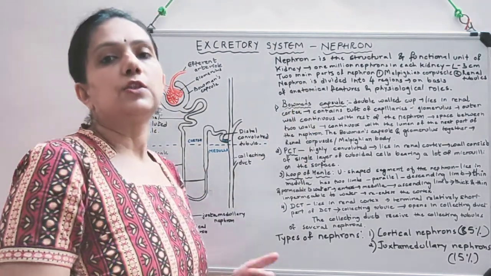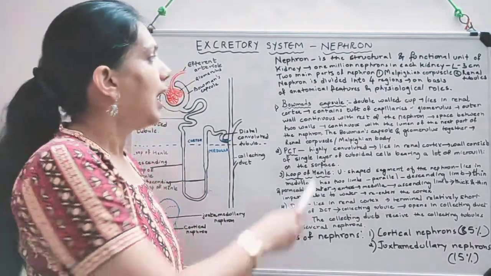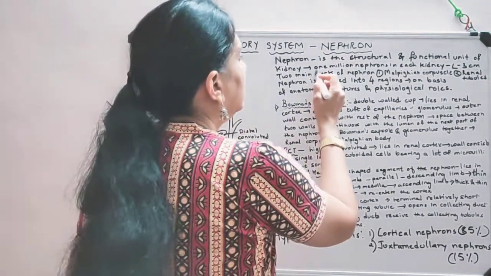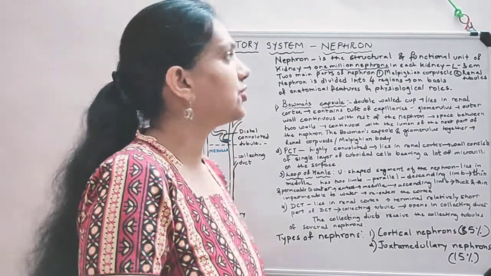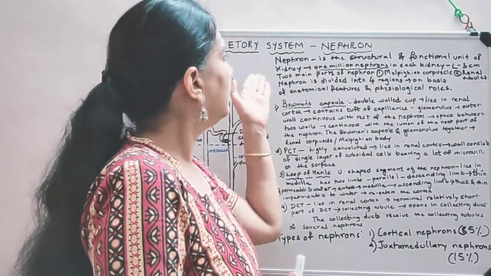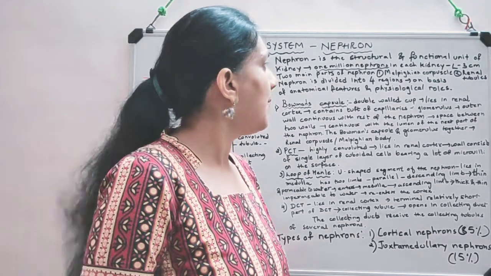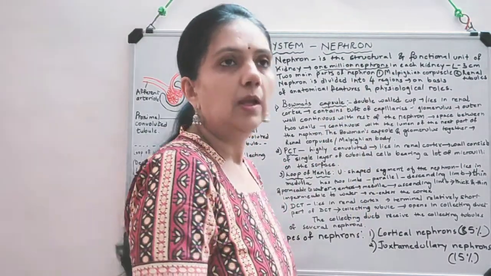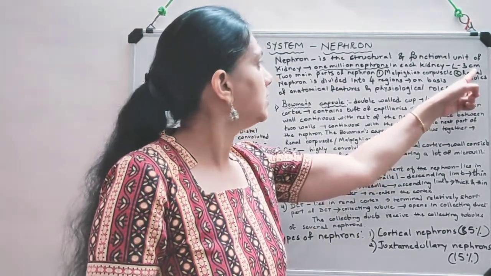Nephron is the structural and functional unit of kidneys, and each kidney has about 1 million nephrons in it. The length of a nephron is about 3 centimeter.